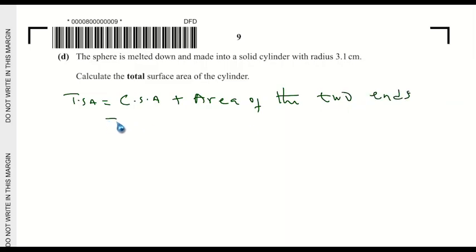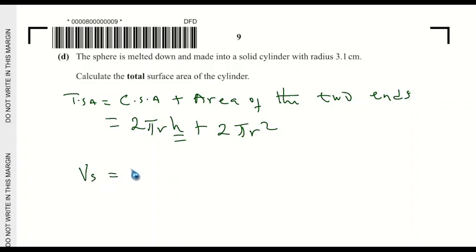So the curved surface area is given as 2 pi r h, plus the area of each circular end, which is the area of a circle, pi r squared. I'll have 2 of them, so 2 pi r squared. So now I just have to find the height. How am I going to find the height?